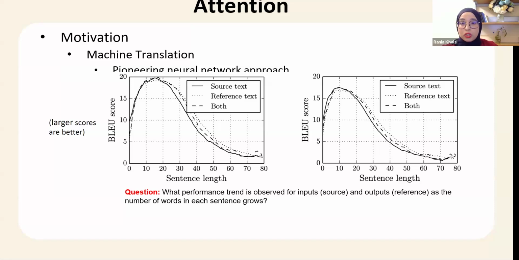So now the question is, why does performance drop? It's a very logical question. We see clearly that long sentences are mainly the problem. Long sentences are the problem, and we need to understand the reason behind this before moving forward.